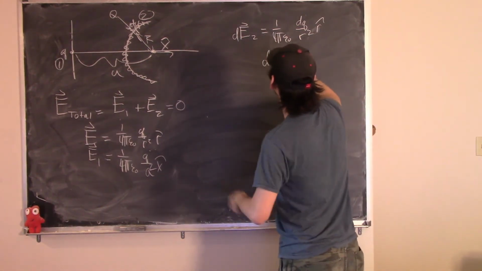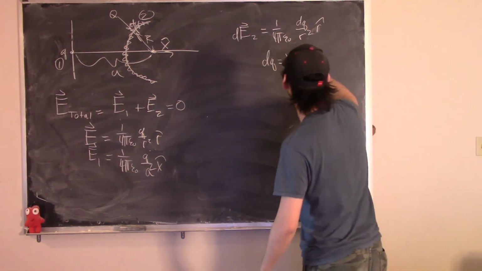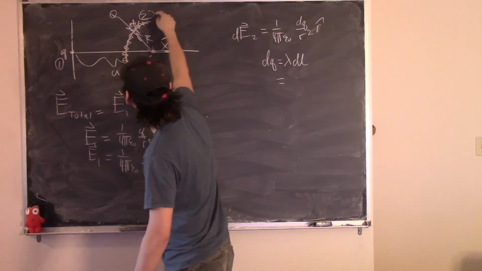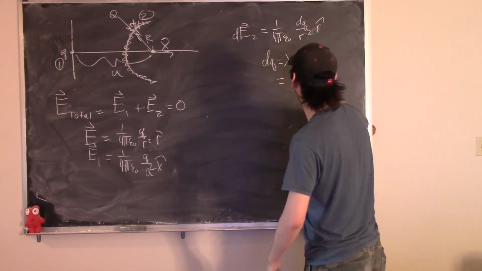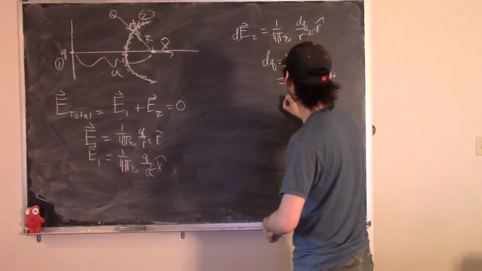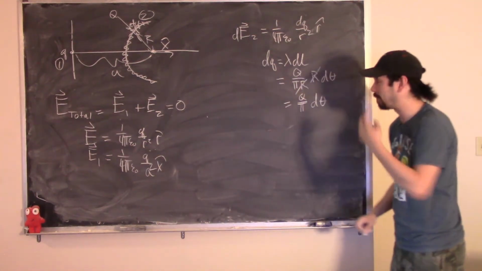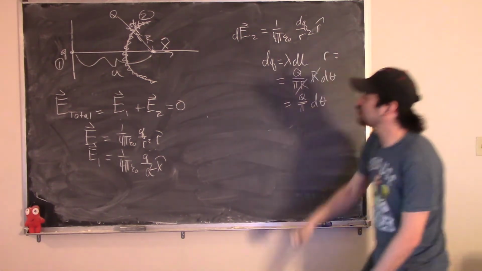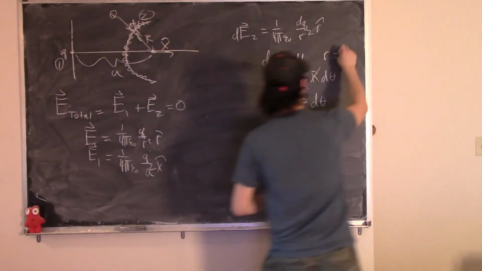So dq, just as with the other problems that we did with arcs of charge, is going to be lambda dl, which is going to be equal to the total charge divided by the total distance that it's spread over. So this is q divided by pi r. dl is going to be r d theta. We can cancel our r's. And so this is going to be equal to q divided by pi d theta. Okay, so now we can write down what r is. For this case, r is pretty simple. It's always the distance from here to here because it's a circle. R is just going to be capital R.